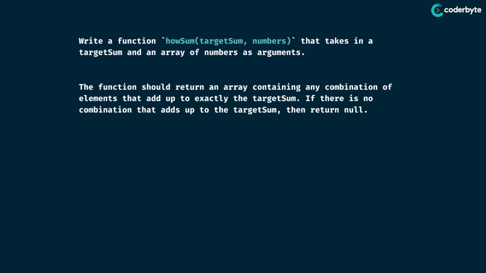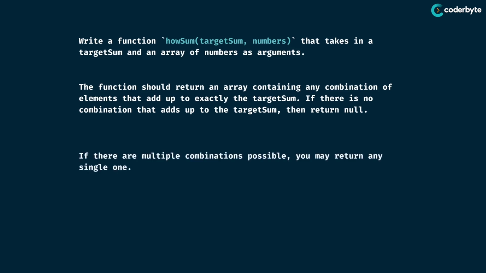exactly the target sum. And if there's not any combination that actually leads to the target sum, then I should just return null. Along with that, if there are many possible combinations that can reach the target sum, then I can return any of those. So you're probably already recognizing that this HowSum problem is very similar in logical structure to the CanSum problem, right? Instead of returning a Boolean, now I want to return exactly the combination of elements of the numbers array that leads to my target sum. So it's a little more involved.